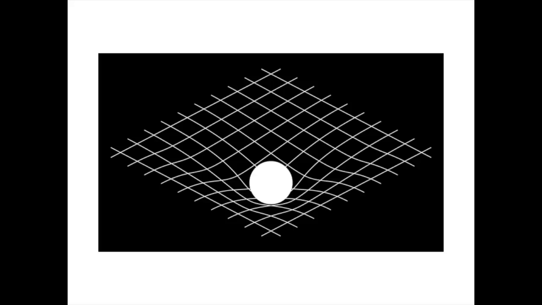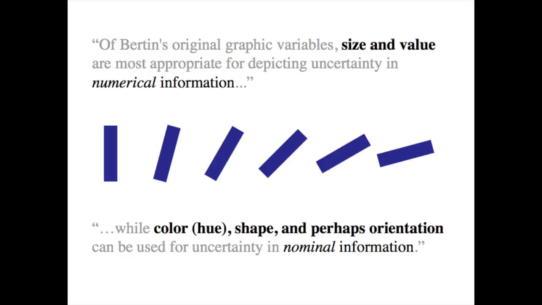So the question then becomes, how might we leverage Bertin's visual variables to less rigidly demarcate space? Alan McEachran has some thoughts on this, and if we focus solely on uncertainty for the moment, in McEachran's article that specifically addresses visualizing uncertainty, which is appropriately entitled Visualizing Uncertain Information, he states this, that of Bertin's original graphic variables, size and value are most appropriate for depicting uncertainty numerical information, while color, hue, shape, and perhaps orientation can be used for uncertainty in nominal information.